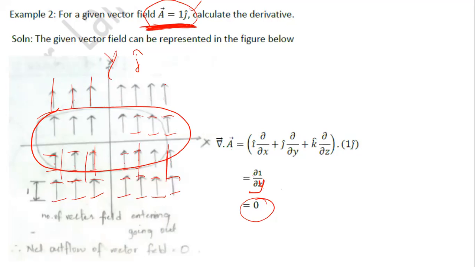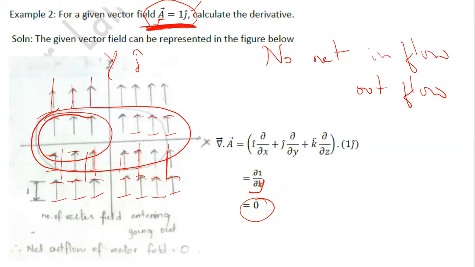So there is no net outflow of this vector. No net inflow, as well as no net outflow in this case. The amount of vector entering the region of space is equal to the amount of vector leaving the region of space. You can consider any region of space here. You can consider the space here also. Out here, 3 vectors are entering, 3 vectors are leaving. That means no net inflow, no net outflow. That means the vector is not diverging from any region of space.